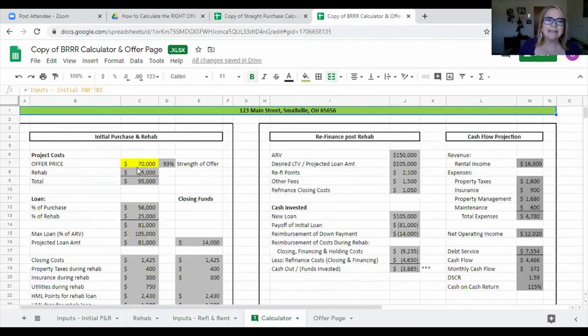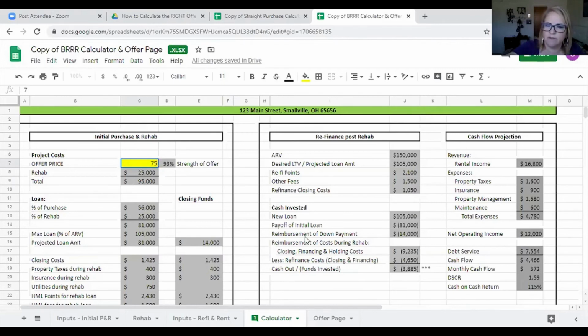Okay, so on the initial purchase and the rehab, if I'm evaluating, I'm thinking, what is it going to look like if I offer 70,000? So I put in 70,000 here, and this was just telling me that it was a 93% strength of offer because on the first page I said the asking price was 75. The 75 actually wasn't driving anything. That was just to calculate this. So let's say, what would it look like if I did $70,000?